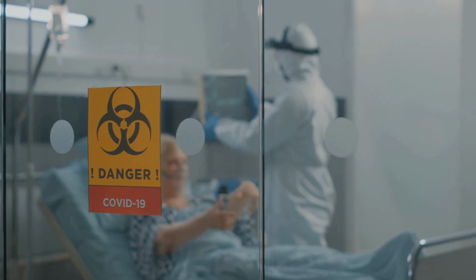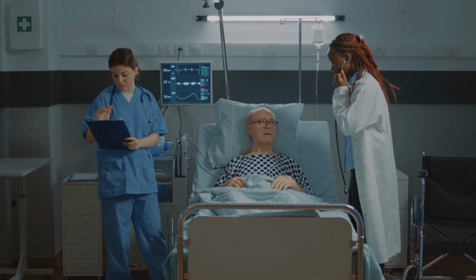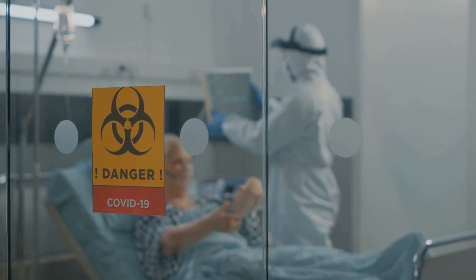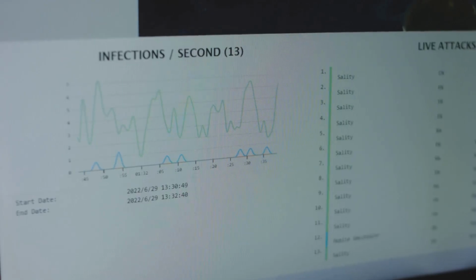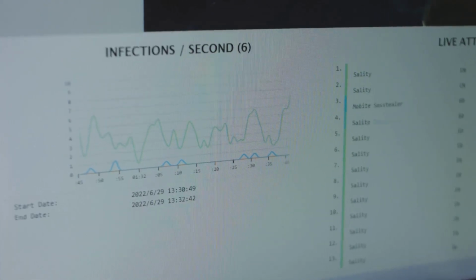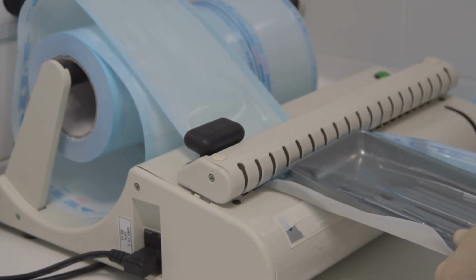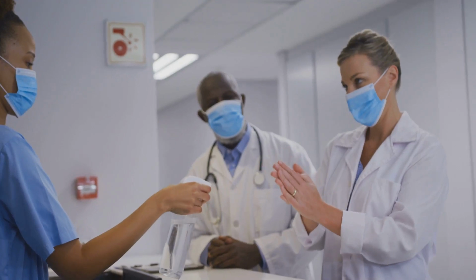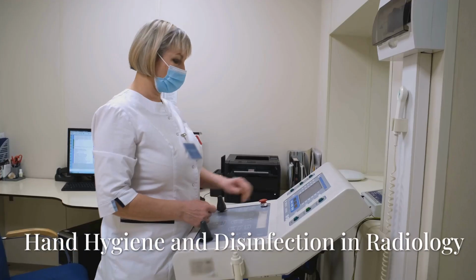Lastly, we have the susceptible host. This is the person who is at risk of getting infected. Some people are more susceptible to infection than others, such as those with weakened immune systems. Breaking any link in this chain can stop the spread of infection. That's why we focus on things like hand hygiene, cleaning and disinfection, and isolation precautions. These measures help us to break the chain and protect ourselves and our patients.